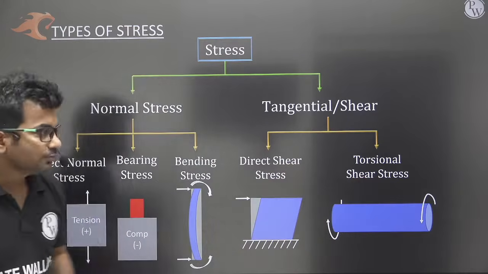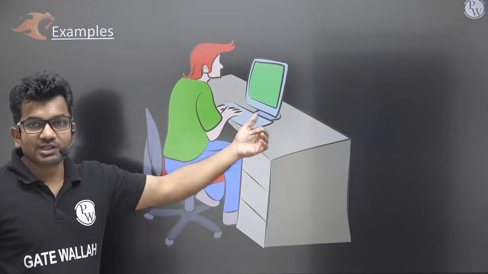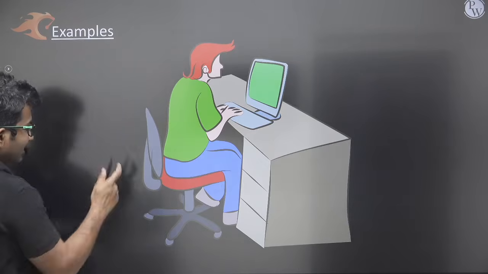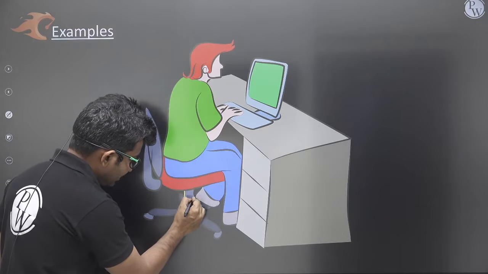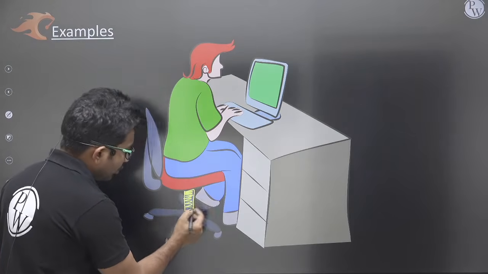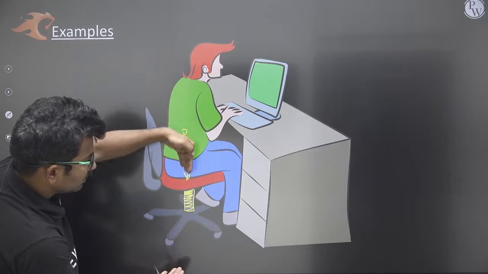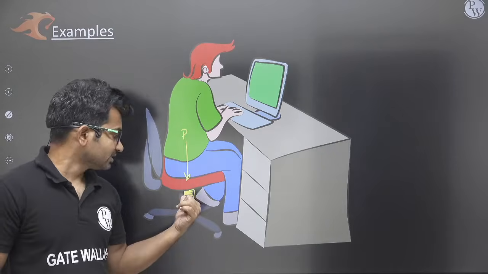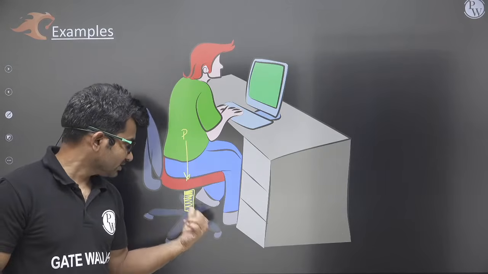Now let's look at some practical real life examples. Suppose this is a student studying online on the Physics Wallah channel, and let us say this student is sitting on a chair. If you observe this part of the chair, the entire load of this student is coming onto this part, so it is causing some compressive force. So this part will have direct normal stresses of compressive nature. Here we will have a direct normal stress, compressive.